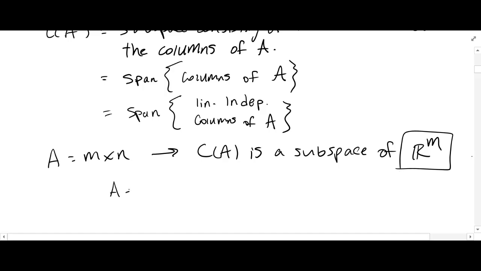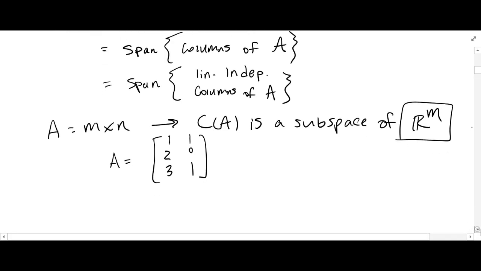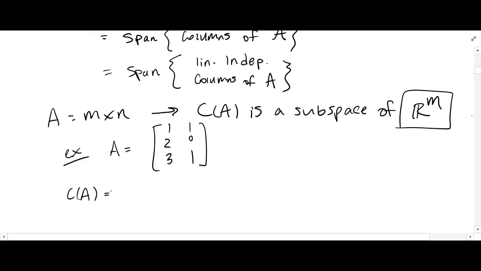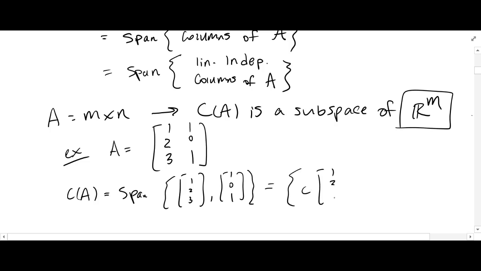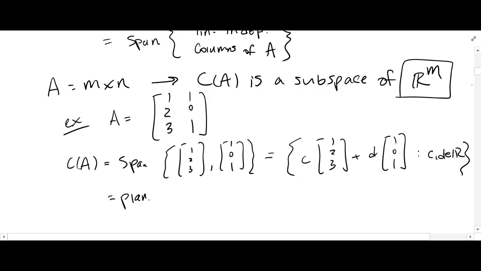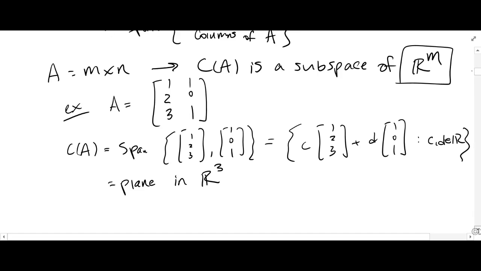So if A is like this 3 by 2 matrix, then the column space of A is the span of these two columns, the set of all linear combinations of these two vectors, which is a plane in R^3. So it's a subspace of R^3 because the vectors have 3 components. And it's a plane because there are 2 vectors in the span.